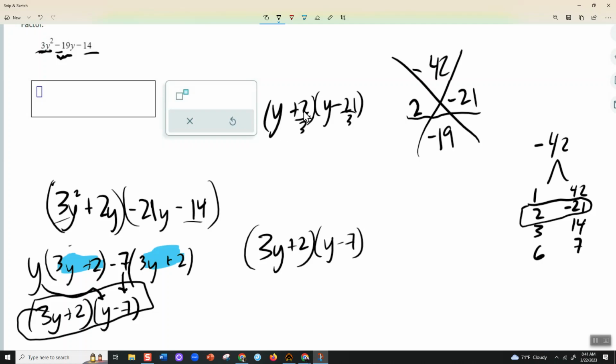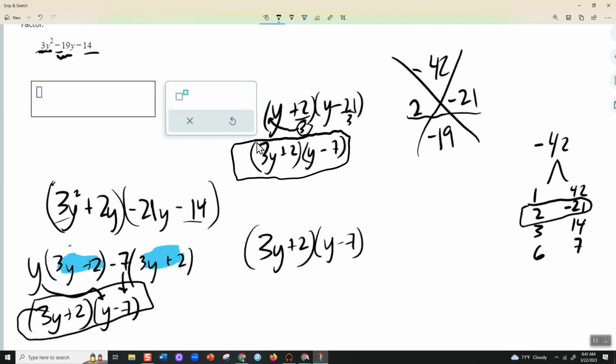If the number does not divide by 3 evenly, 2 is not divisible by 3 evenly, then you have to take that number and put it in front of the first term. So this becomes a 3y plus 2. Okay, and then this does divide by 3. 21 divided by 3 is 7, so I get y minus 7. I prefer to do it that way. It is a bit of a shortcut. But you see we get the same answer either way.